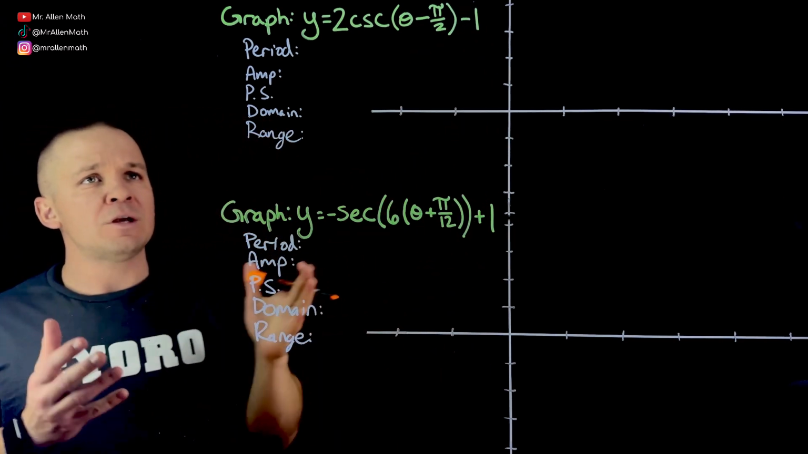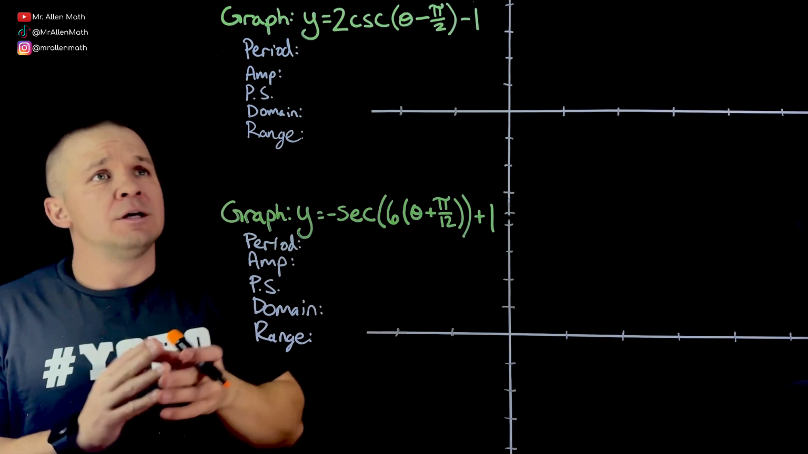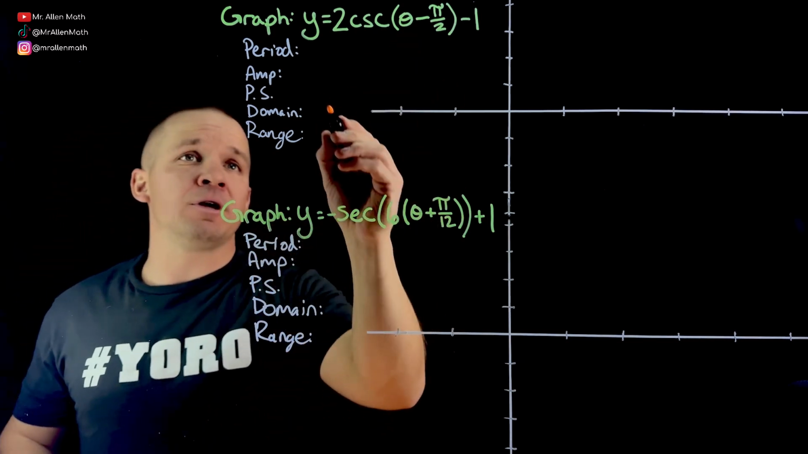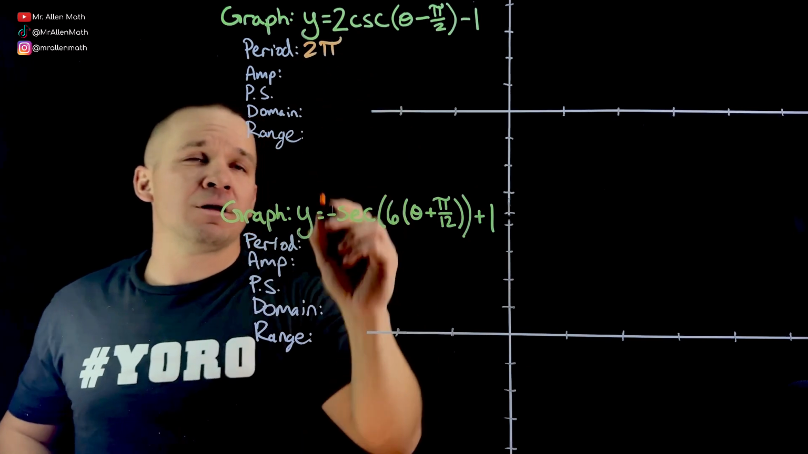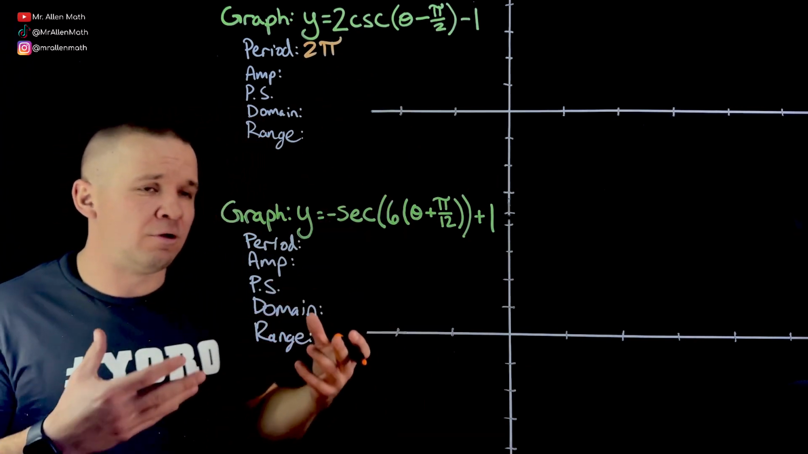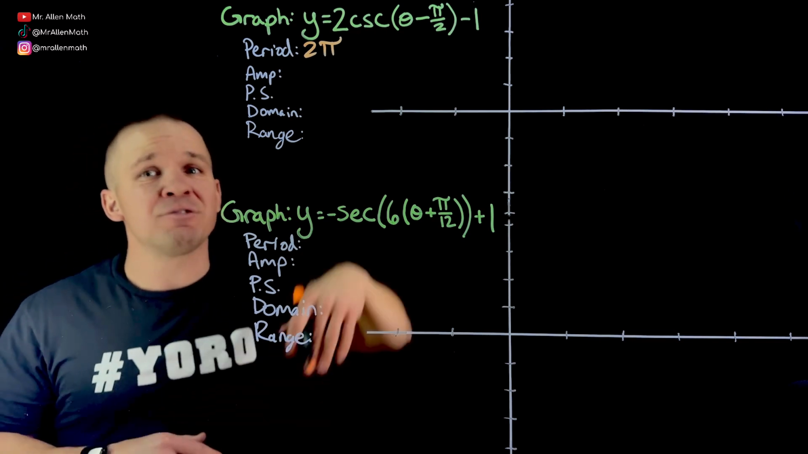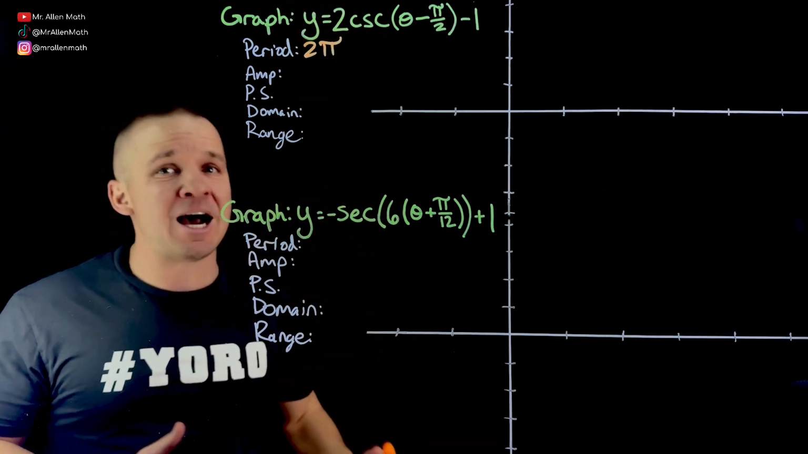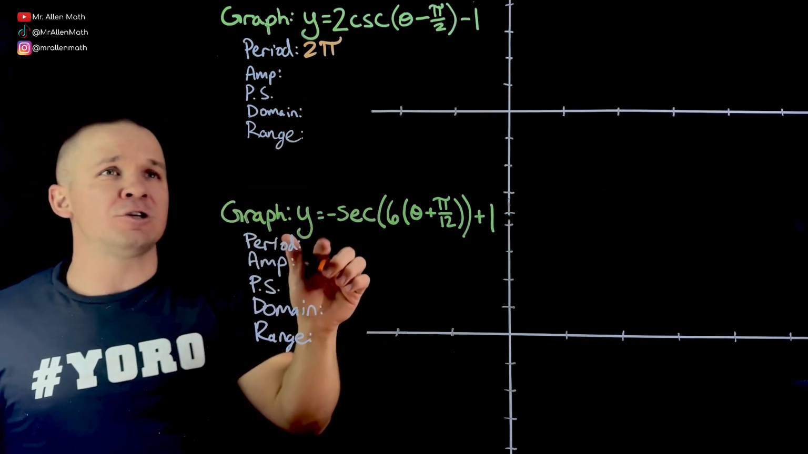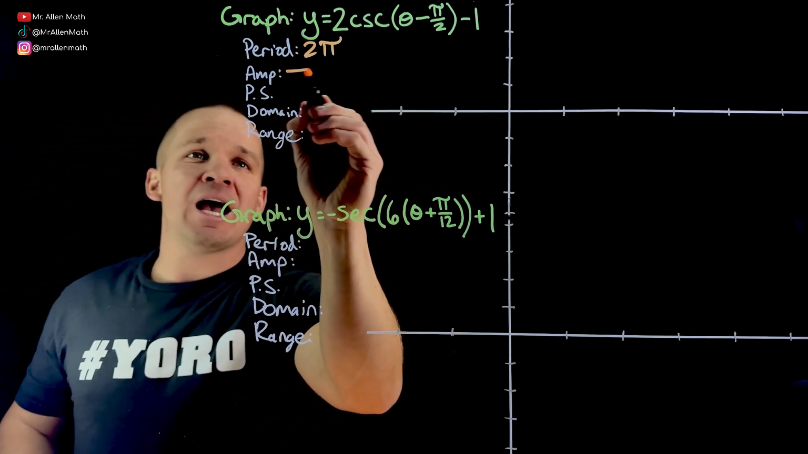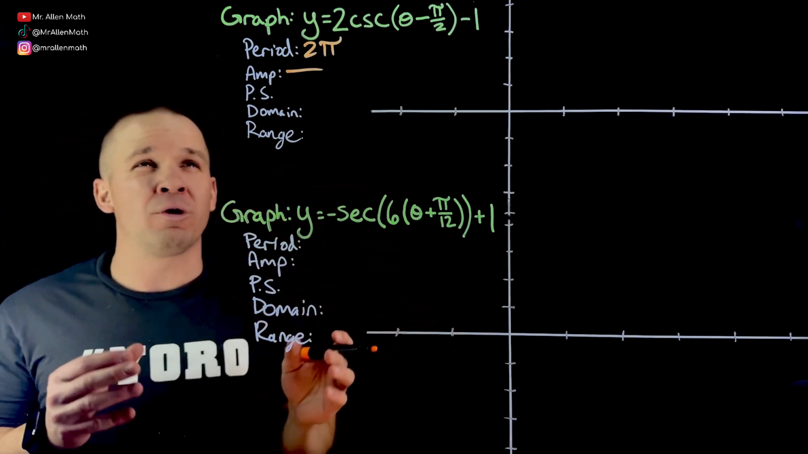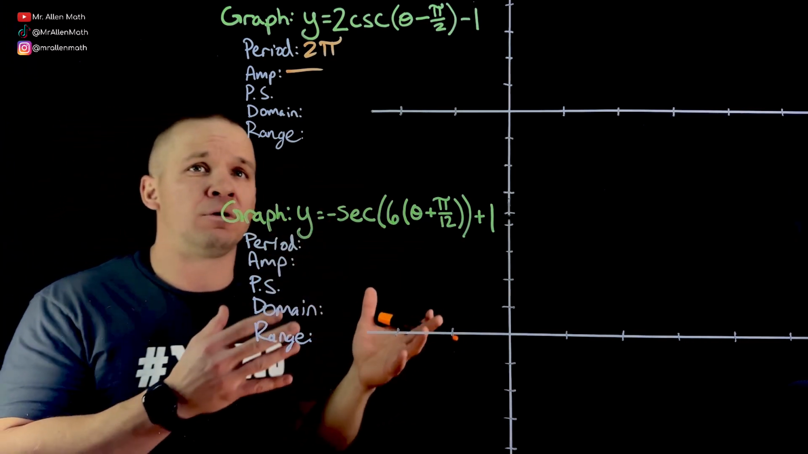Our period for this one, since there is no period multiplier in here, is going to be 2 pi. We don't really have an amplitude when it comes to reciprocal functions, because they never stop going up or stop going down. There's a gap in the middle. We'll think about the amplitude for our sine function, but we should not write it down as a final answer. You will be docked points for that. So there's no real amplitude when it comes to reciprocal functions.